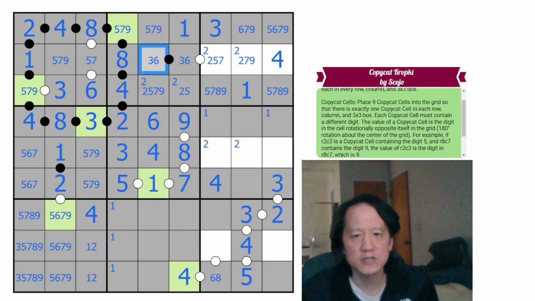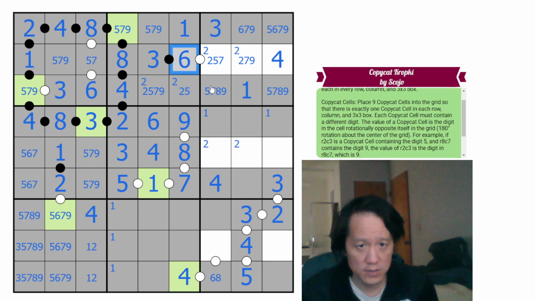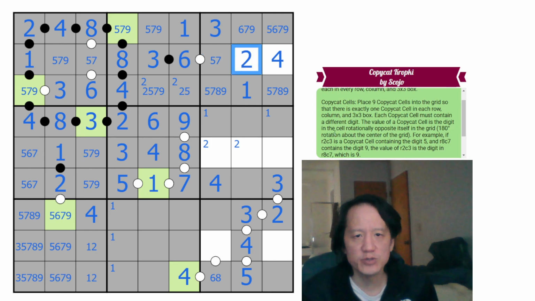This can't be 6, so therefore this is 3, which forces this to be 6. Which means this is a 5 or 7 in value. So therefore, it cannot be copycatted because this would be 1 and 2 in value. Therefore, this is not the copycat. It cannot be 2 either. Therefore, this has to be 5 or 7. So this has to be 2, which means that can't be 2. So therefore, this is 2.